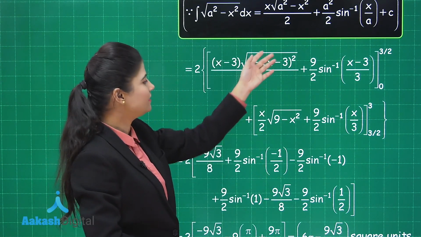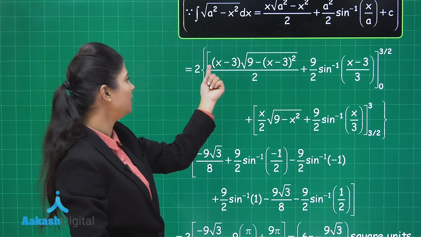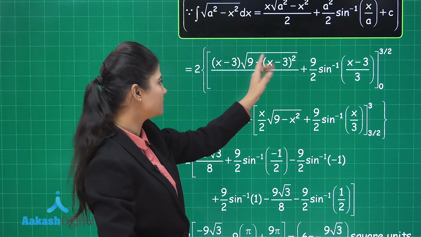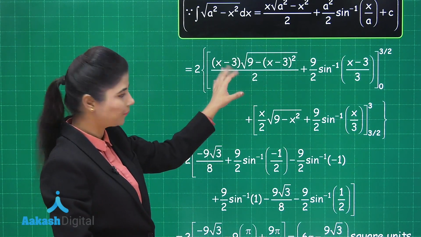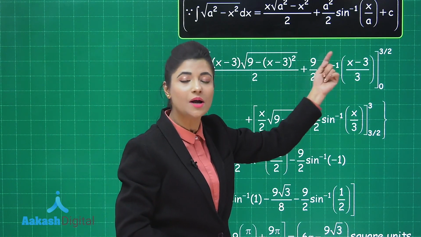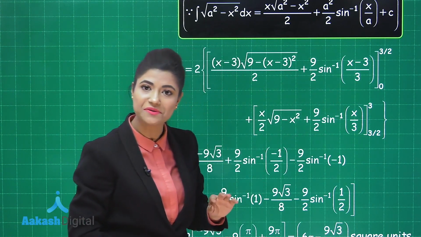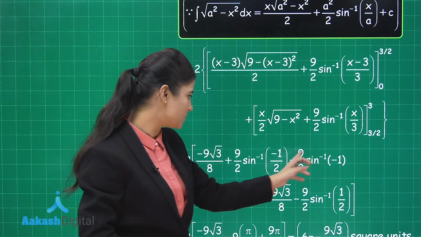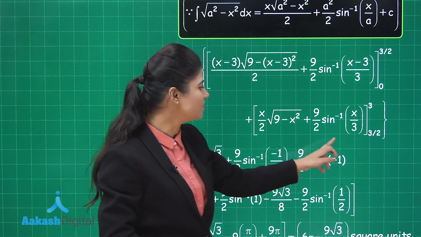Now substituting here the lower limit 0, this gives me here 0 minus 3, 9 minus 3 square, that becomes totally 0. So this gets cancelled up, while here I get 9 by 2 sine inverse minus 3 upon 3, that gives me sine inverse minus 1. So I get here minus 9 by 2 sine inverse minus 1.